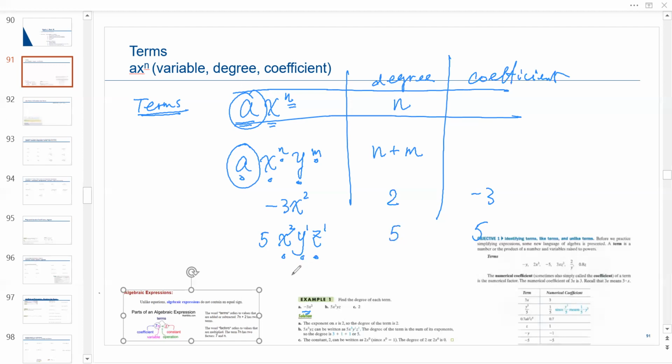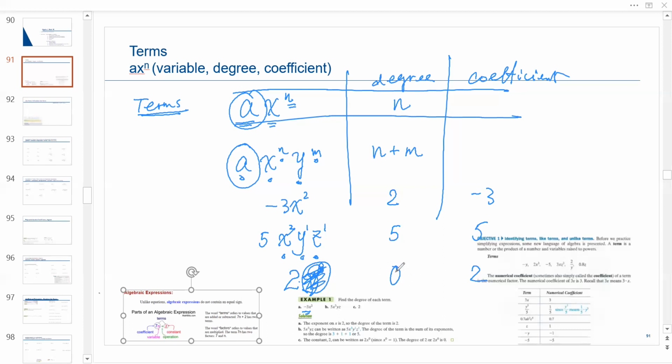What about a constant number? That has no variables. Most of the time it actually comes from something times x to the power 0, so we didn't write this out. This is a constant number. The coefficient is 2. The degree, just like I said, is x to the power 0, so the degree is 0.